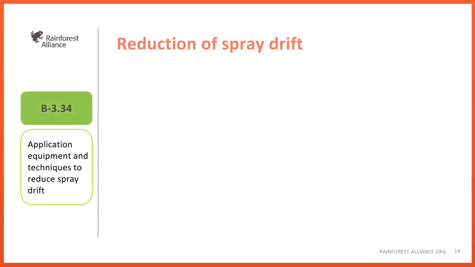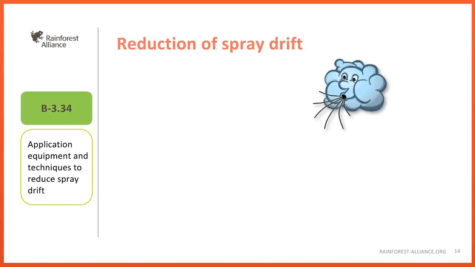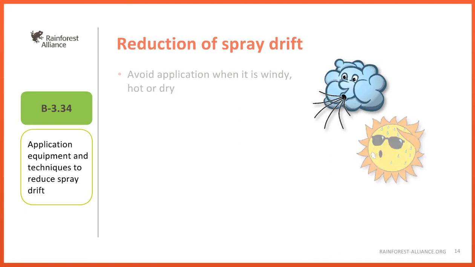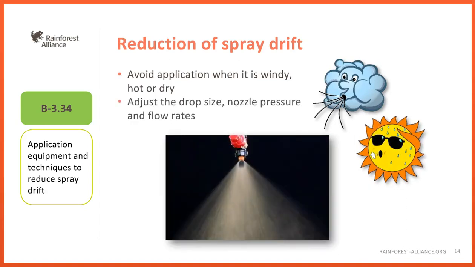Another technique is reduction of spray drift. For example, if you apply chemicals on a very windy day, the wind will blow the chemicals to the areas that are not supposed to be sprayed. You should avoid spraying when it is windy, hot, or dry. You need to adjust the drop size, nozzle pressure, and flow rates to ensure that the chemicals are applied only to the target area and to reduce drifts to the other areas.